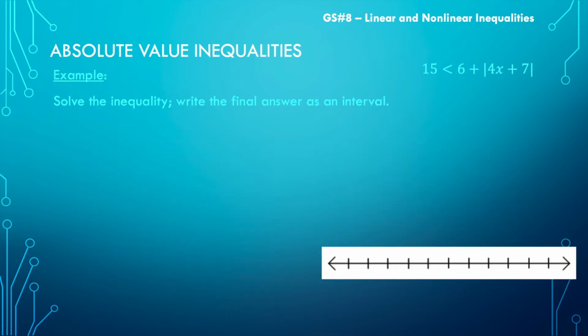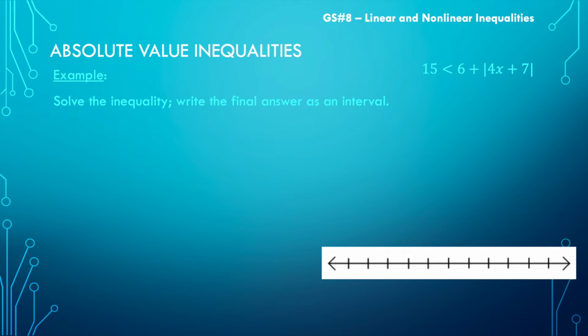All right, so let's do another example. Here our example is 15 is less than 6 plus the absolute value of 4x plus 7. Now, many of you don't like to have the constant on that left-hand side, and I'm right there with you. I would prefer having the constant on the right. So the first thing I'm going to do is move the constant to the right.